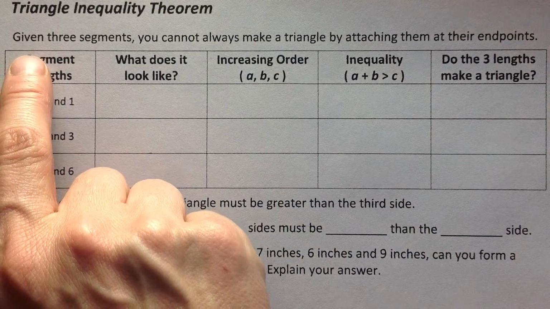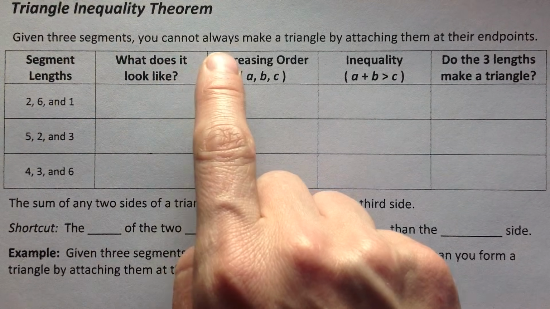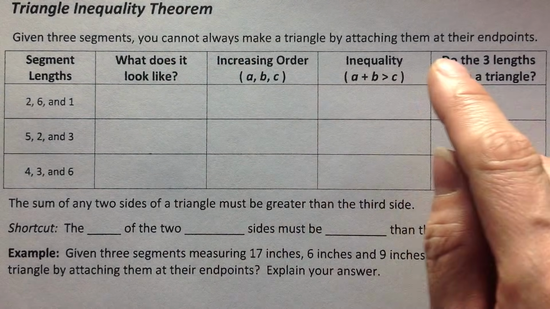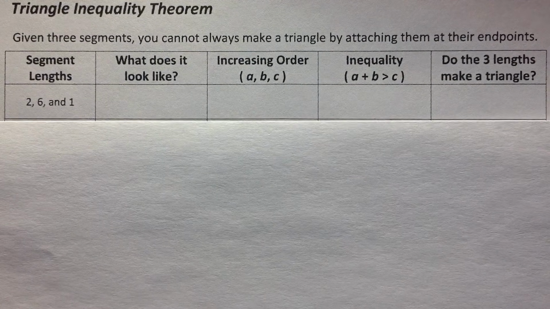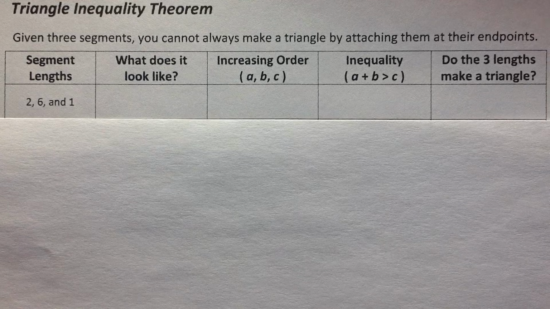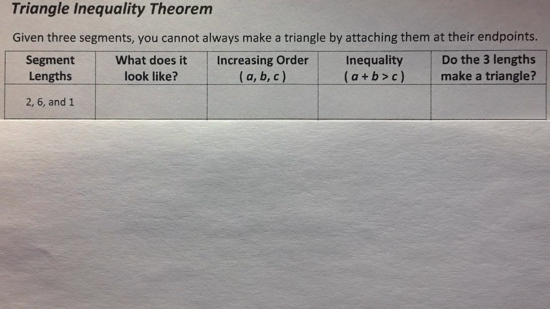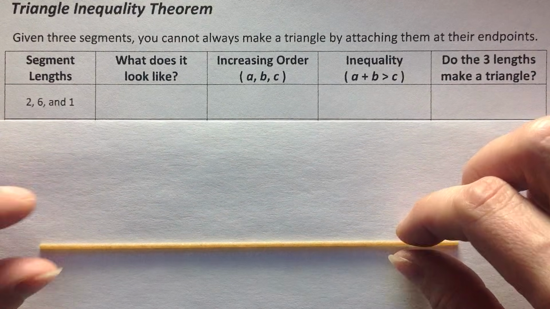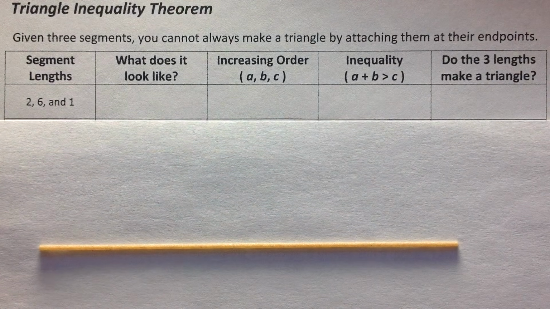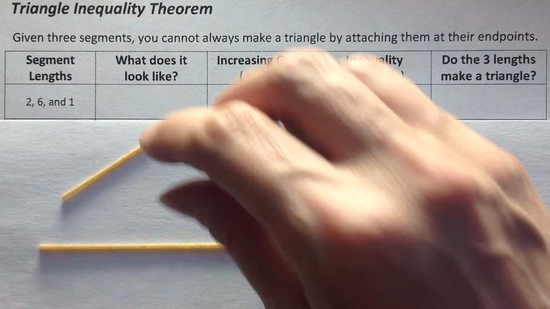So it turns out if you're given 3 segment lengths, you cannot always make a triangle by attaching them at their endpoints. We're going to look at a couple scenarios to help understand this theorem. The first example here, the lengths are going to be 6, 2, and 1. So I've got some noodles that I've actually broken to these lengths. So this one measures 6 inches, this measures 2 inches, and this measures 1 inch.